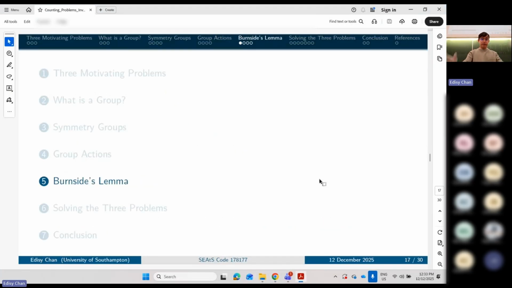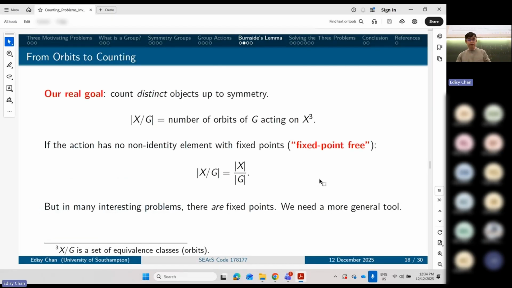Okay, so now we are all set about the notations and definitions. This part is the most important part of the whole lecture. It's called Burnside's lemma, or sometimes Burnside's formula. It's actually a formula. The formula is not this one, but this is the easier version, a special case.